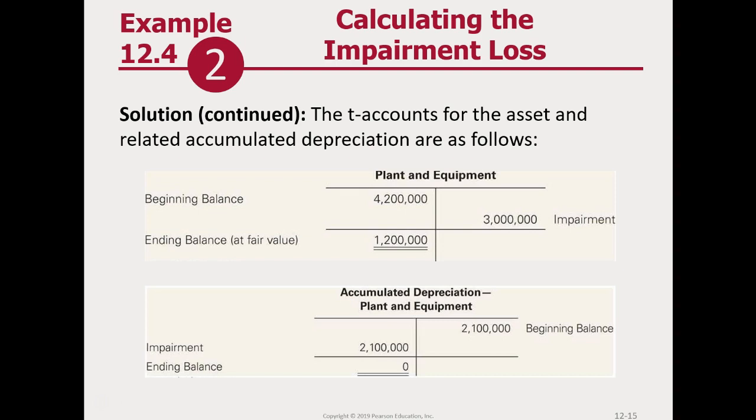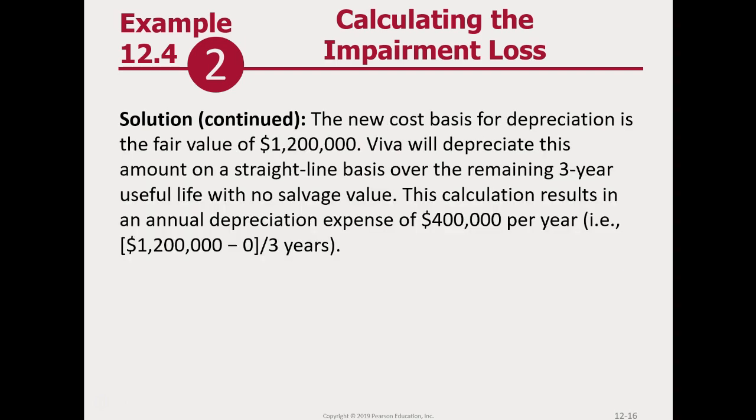And if you remember, this was its fair value that we just noted in the previous slide. The accumulated depreciation started with a balance of $2.1 million. We went ahead and debited, and that zeroes out to zero. So at this point, we have a new cost basis for the plant and equipment group. It is $1.2 million. We'll figure out its remaining useful life, which in this case is 3 years, and so there's no residual value, so we're simply going to take $1.2 million divided by 3 years. It looks like $400,000 per year going forward.